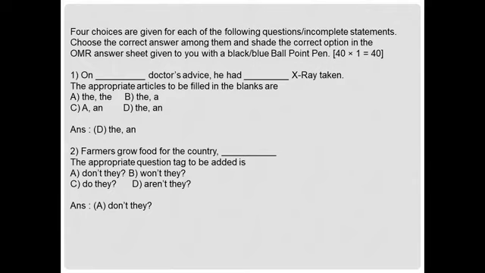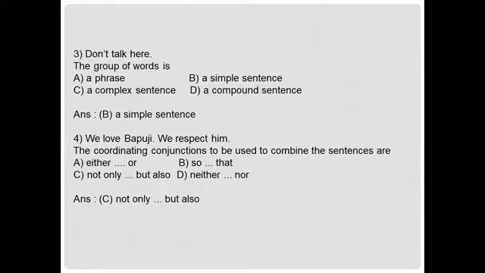Next, farmers grow food for the country. The appropriate question tag to be added is A. Don't they? B. Won't they? C. Do they? Or D. Aren't they? And the answer is option A. Don't they?